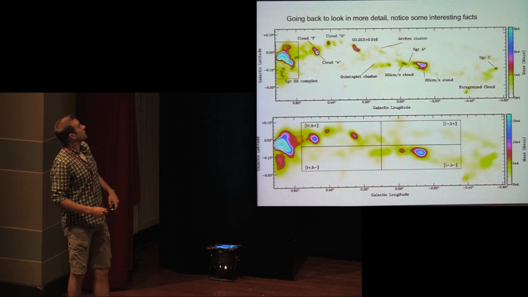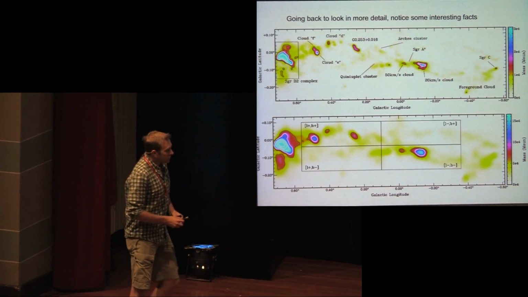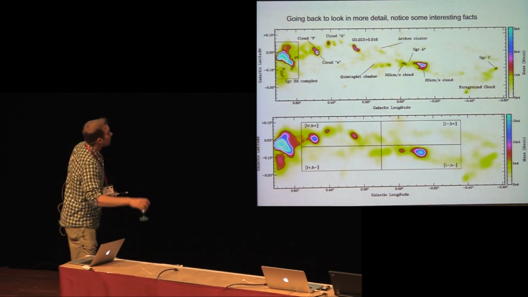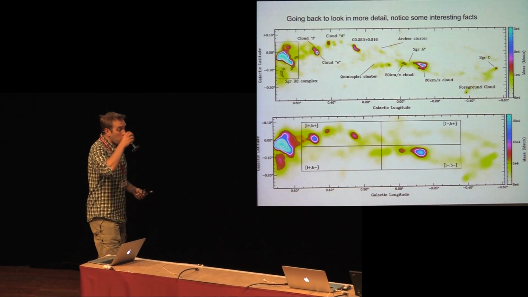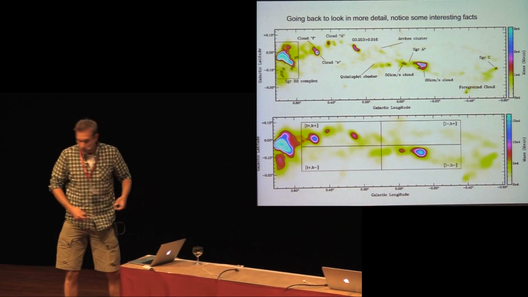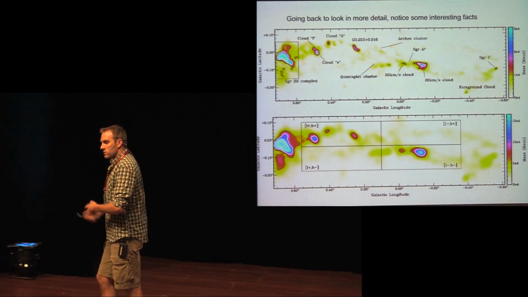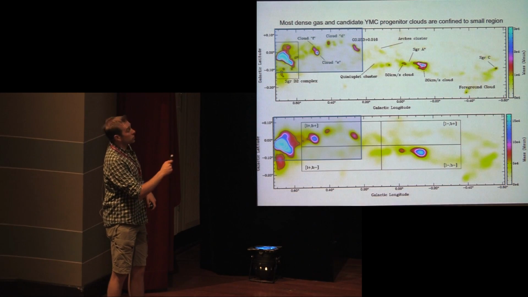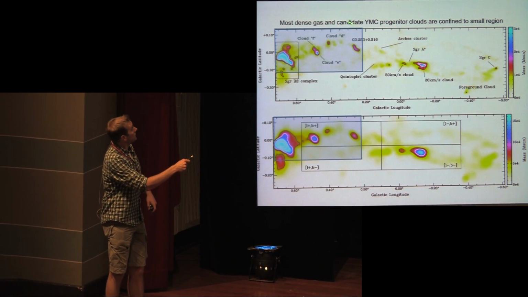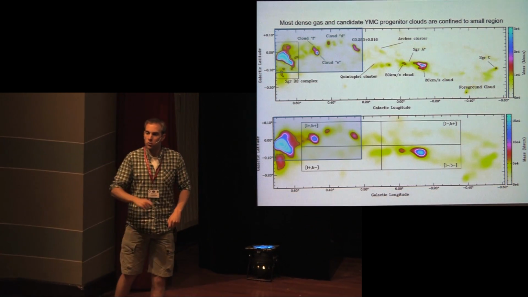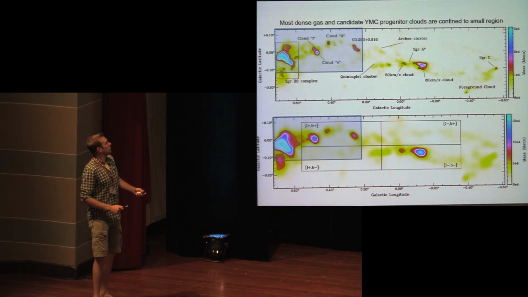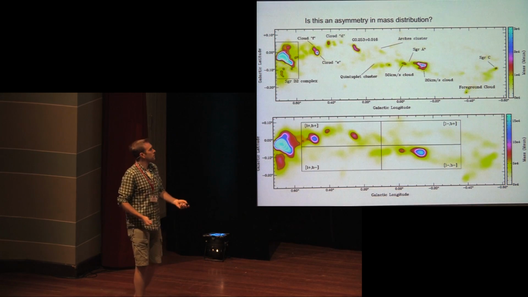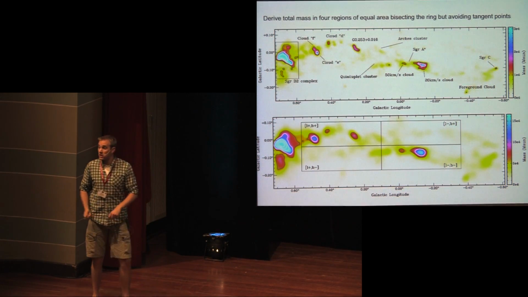So what about the inner 200 parsecs? Well, now let's return to this picture that we had. This is the enclosed mass as a function of radius. It turns out that if you look in detail, there are a couple of interesting things to notice. First of all, the observant among you will have already noticed that the dense gas is not uniformly distributed. It's found in a particular location. So is this an asymmetry in the mass distribution? What's going on here? Well, we can attempt to answer that question.